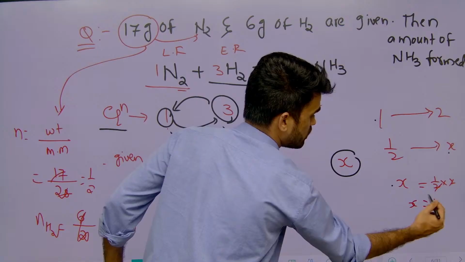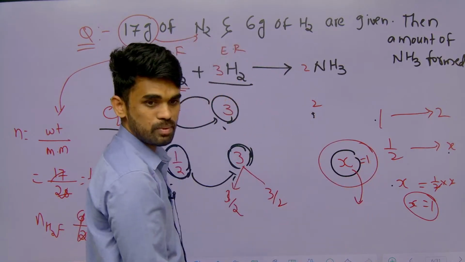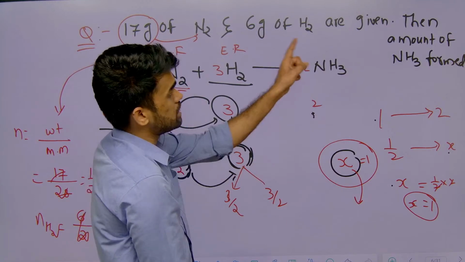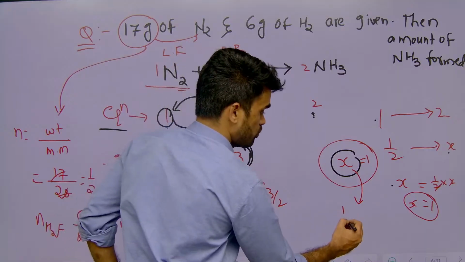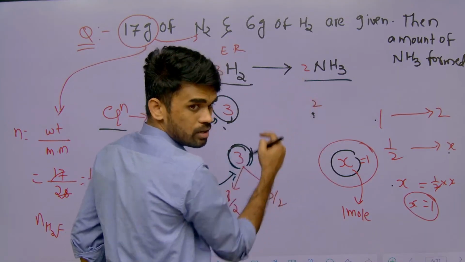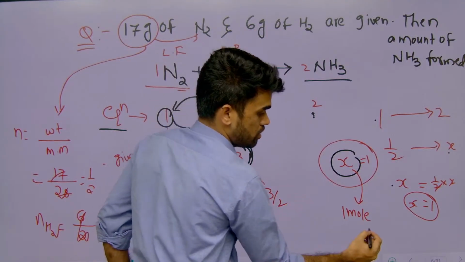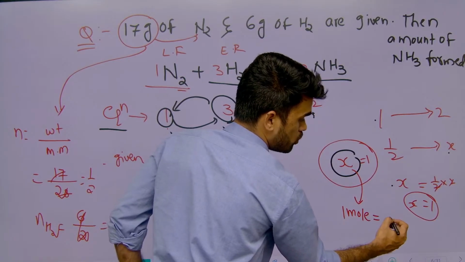So how many moles are we getting finally? 1. So in దీని weight అడిగితే ఏం చెప్తామమ్మా? 1 mole అంటే they ask in terms of weight, amount in terms of weight అంటే ఏం చేయాలి? 1 mole weight is how much? Molar mass. Molar mass of ammonia 14 plus 3, 17 కదా. So how much amount of ammonia is produced?